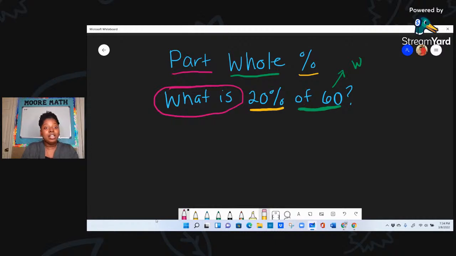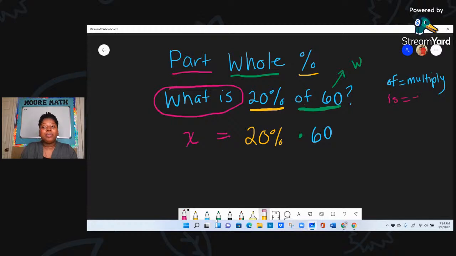What? I don't know what it is. So I put X. If I don't know what something is, I put X. Is in math always means equal. What is? So X equals 20%, okay, I write my percent in yellow, of means multiply, and 60. All right, so again, we follow the words. I'm going to put our little keyword over here. So of means multiply, and is means equal.